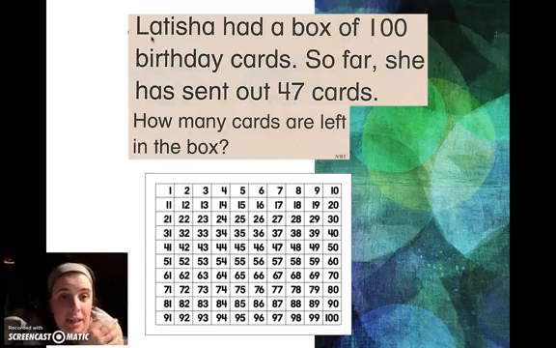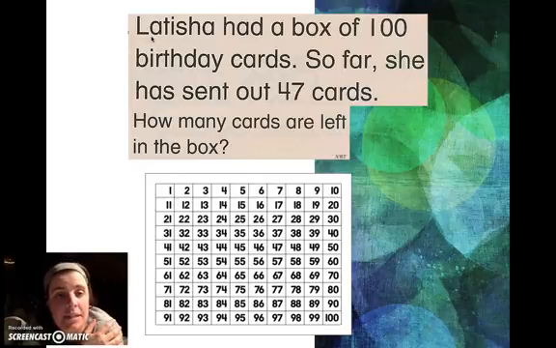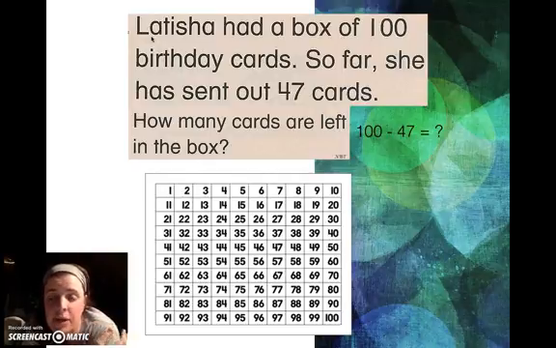So last week, the question was, Letitia had a box of 100 birthday cards. So far, she has sent out 47. How many cards are left in the box? That was a tough one. Looking at the tickets, I would say that most students recognize this as a subtraction problem. They knew they had 100 cards, and that 47 had been sent out, so that indicates subtraction.